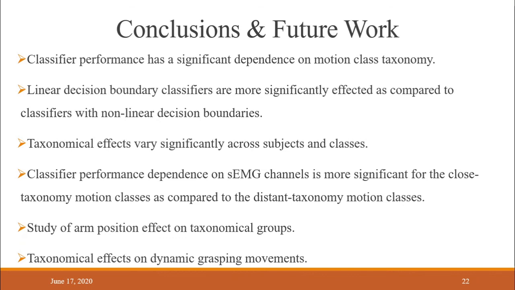Classifier performance has a significant dependence on motion class taxonomy. Linear decision boundary classifiers are more significantly affected as compared to classifiers with non-linear decision boundaries. Taxonomical effects vary significantly across subjects and classes. Classifier performance dependence on SEMG channels is more significant for the closed taxonomy classes as compared to the distant taxonomy motion classes.